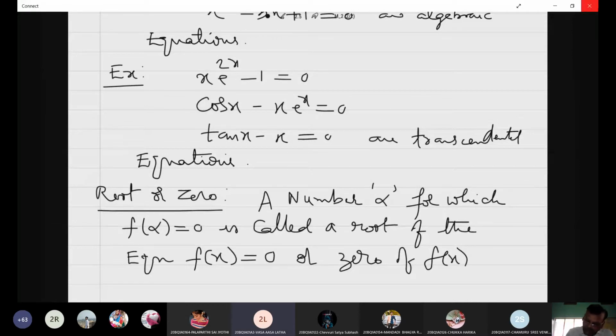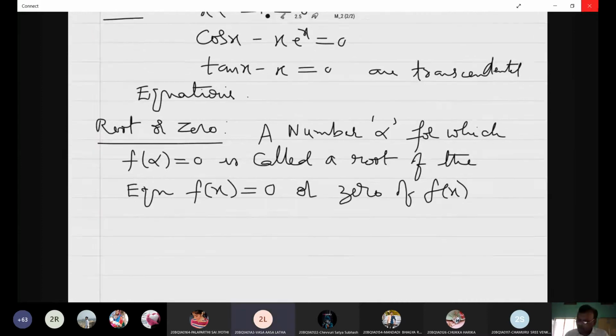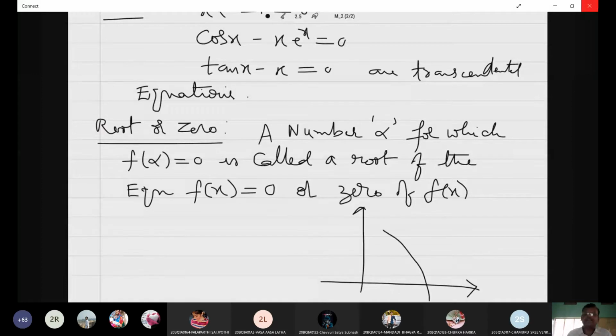Now, geometrically, we are observing this one. What is meant by root? Let us see. The graph is like this. It is very, very important. Suppose this is a function like this. This is a curve. This curve meets the x-axis at some point. This is x-axis and this is y-axis. This value where the curve meets the x-axis, that point is called the root of the equation. That is a simple definition geometrically.